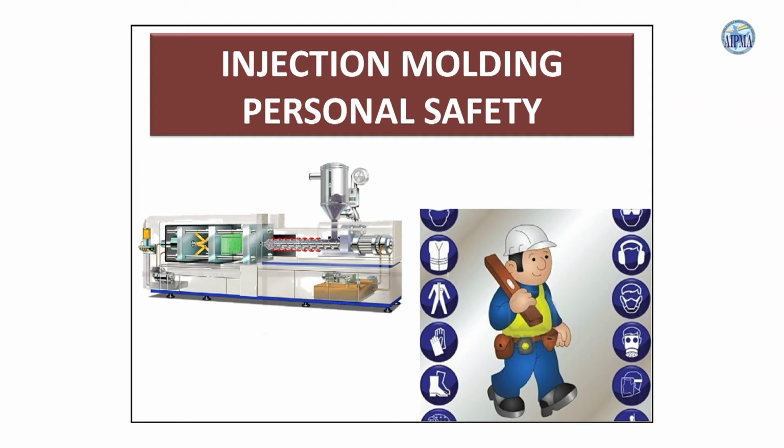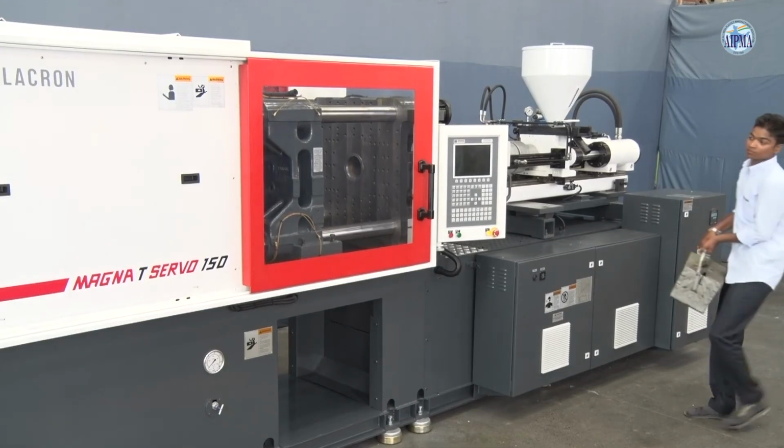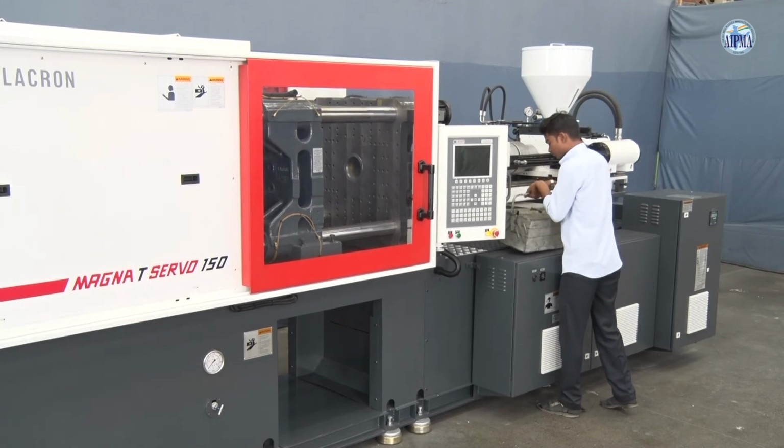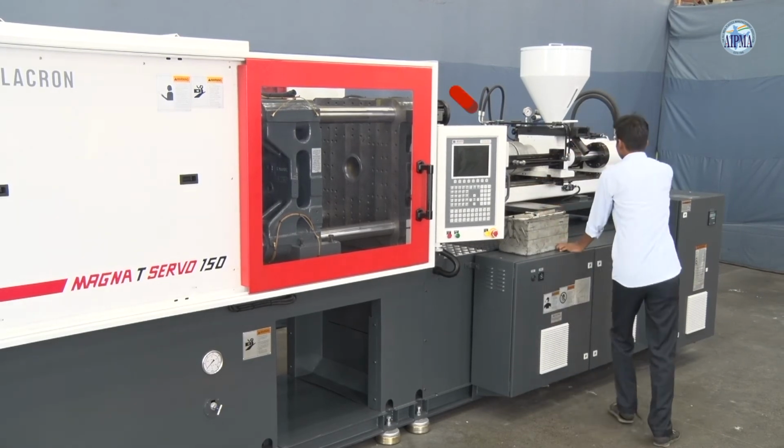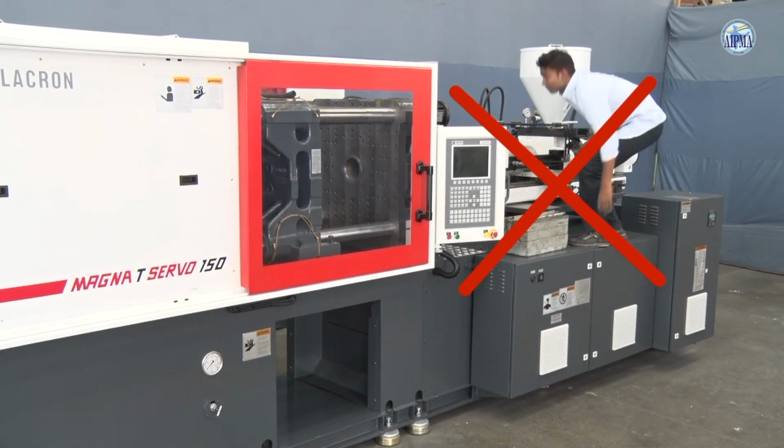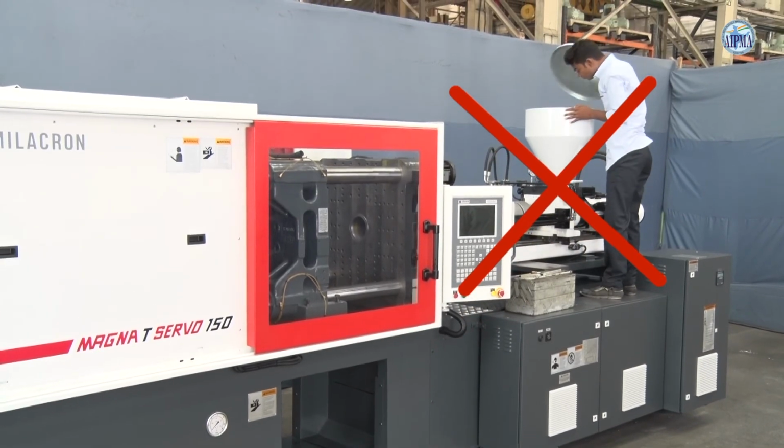Personal safety. Injection molding machine contains many potential hazards. Ensure personal safety while working. Do not climb on the machine. This may result in injury if the person slips or is bumped by the machine.